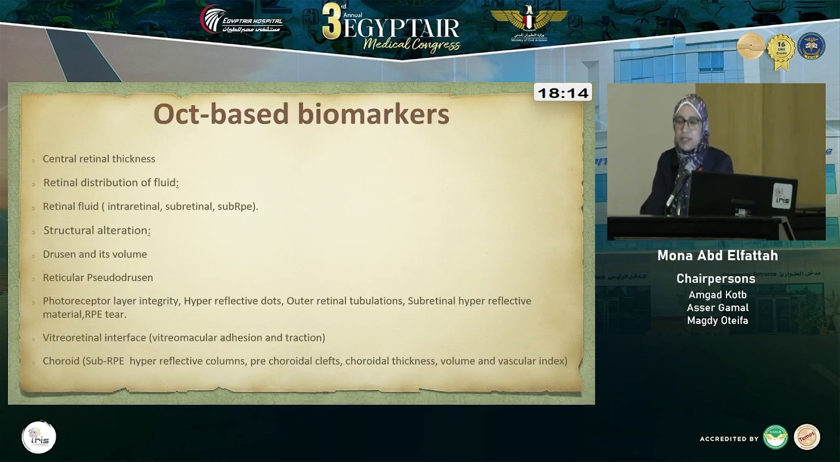OCT biomarkers: central retinal sequence, as I told you, there will be many similar things. Retinal distribution of the fluid, structural alterations like drusen and their volume, reticular pseudodrusen, photoreceptor area integrity, hyperreflective dots, outer retinal tubulation, subretinal hyperreflective material, RPE tear, vitreoretinal interface adhesion and traction, choroid, sub-RPE hyperreflective column, pre-choroidal cleft, choroidal thickness and volume, and vascular index. Let's talk about each point in detail.